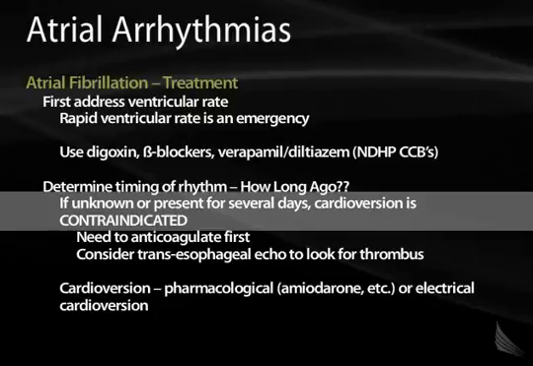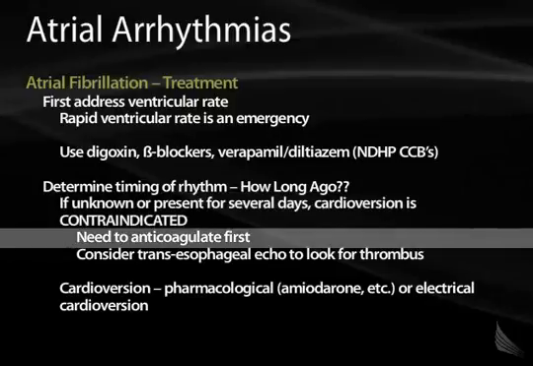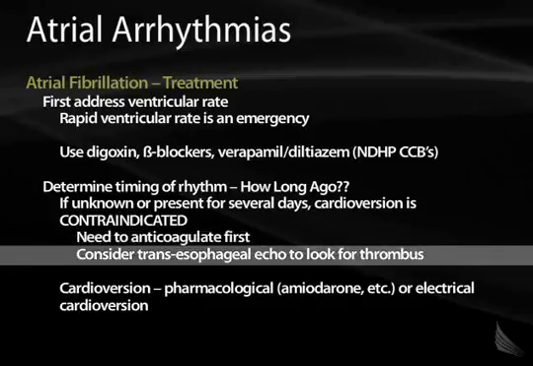If you're not sure when the person went into atrial fibrillation, you have to be concerned about blood clots in the atrium. These patients, before they are converted back to sinus, need to be anticoagulated, usually for 3 to 6 months. You can also consider doing a transesophageal echocardiogram to look for a blood clot in the left atrium, which is usually where they form in patients with atrial fibrillation.